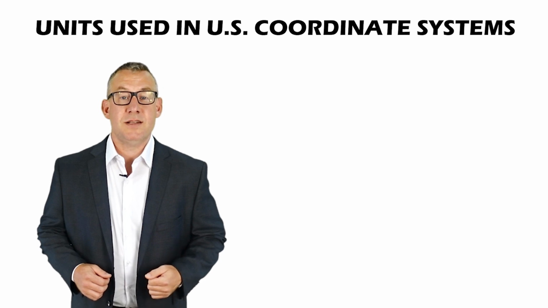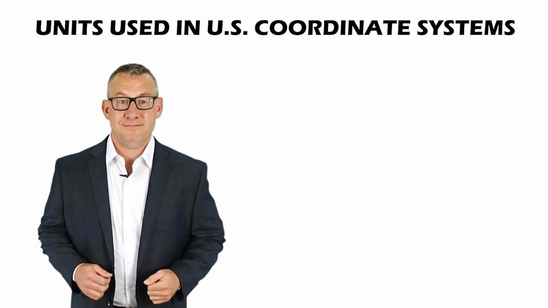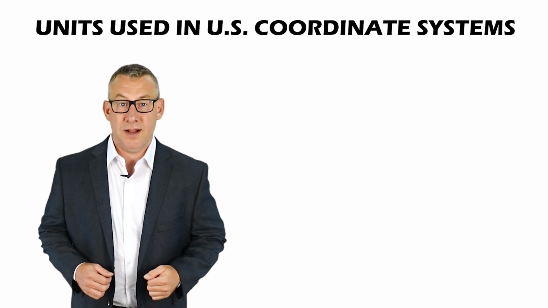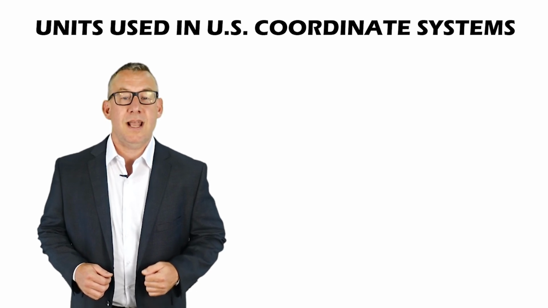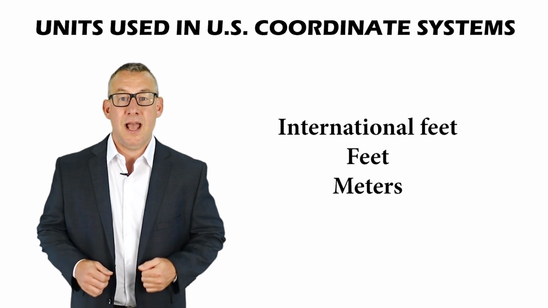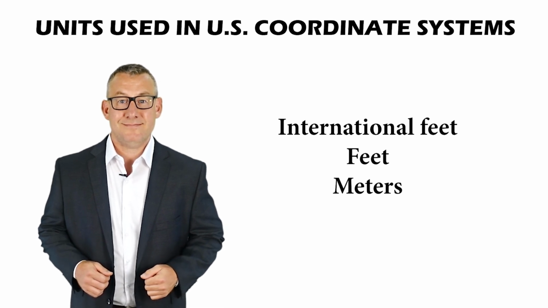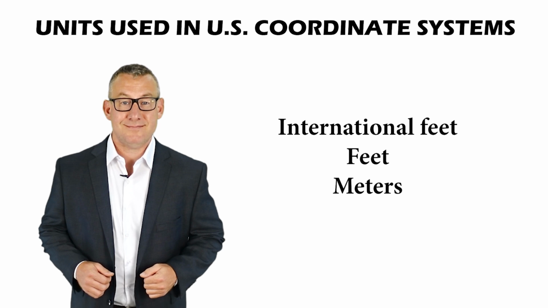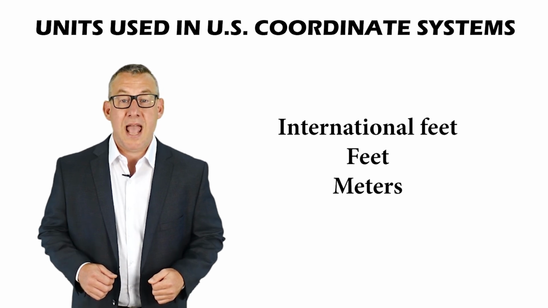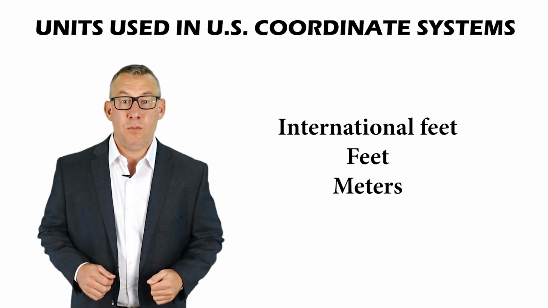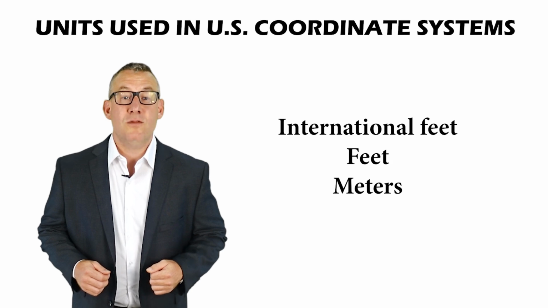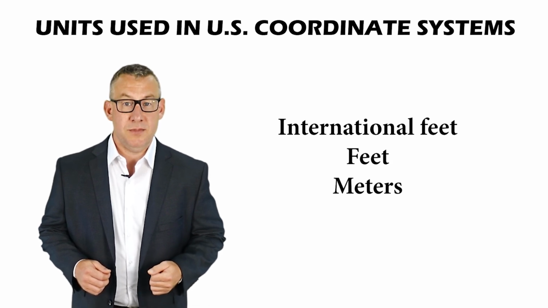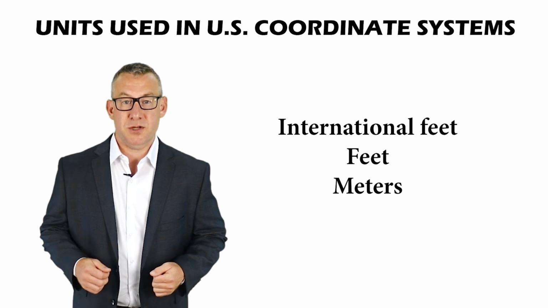Units used in United States coordinate systems. Units most commonly used in the United States coordinate systems are international feet, feet, and meters. A US foot equals 0.30480061 meters. An international foot equals 0.3048 meters. Over long distances, US foot measurements will be longer than international foot measurements.